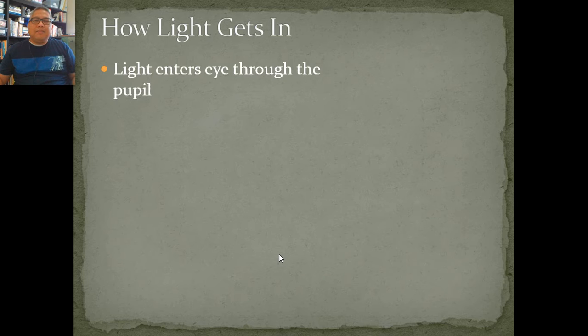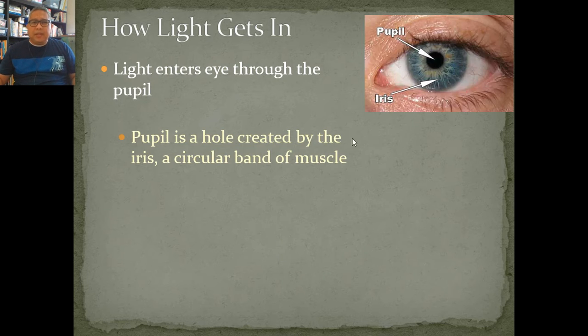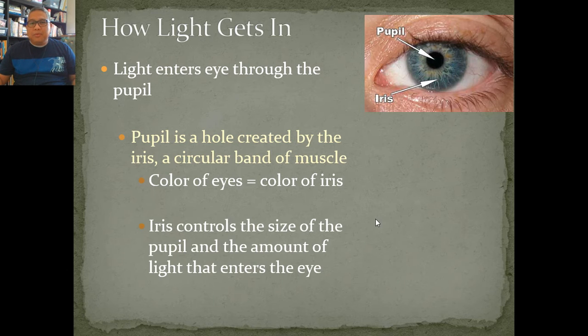How light gets in: light enters the eye through the pupil, this part here, a hole created by the iris, a circular band of muscle. The color of the eyes is the color of the iris. If you have blue eyes, then the color of your iris will be blue. If you have green, then it's green. The iris controls the size of the pupil and the amount of light that enters the eye. So the iris can make the pupil bigger or smaller depending on the need.